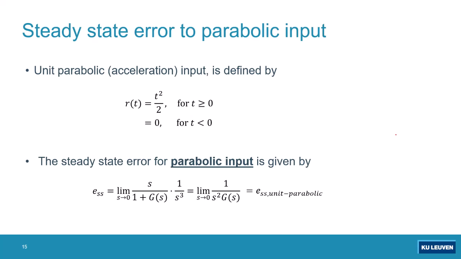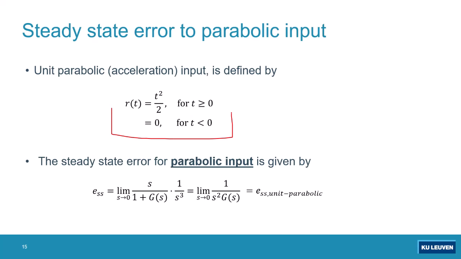Now we will do it for unit parabolic input, where unit parabolic input is defined, as you can see in this slide, where this input is equal to t squared over 2 for non-negative t. And with this input, we can analyze the steady state error for a unity feedback system.